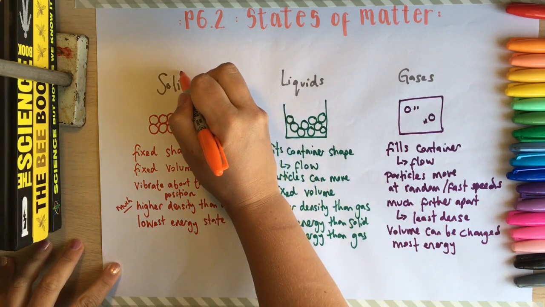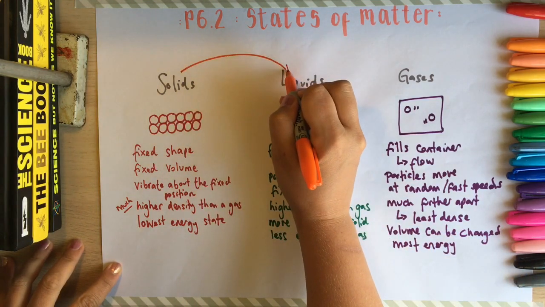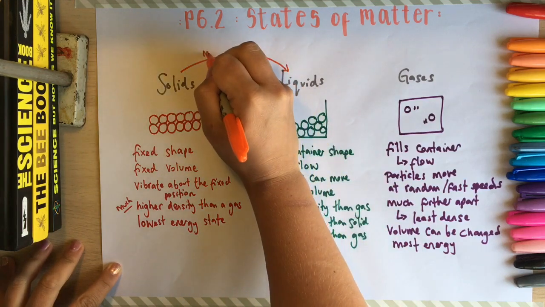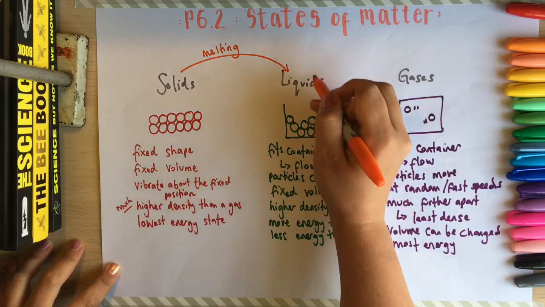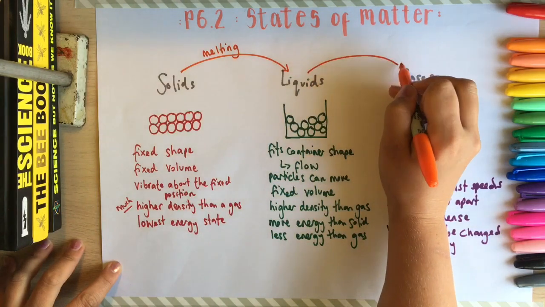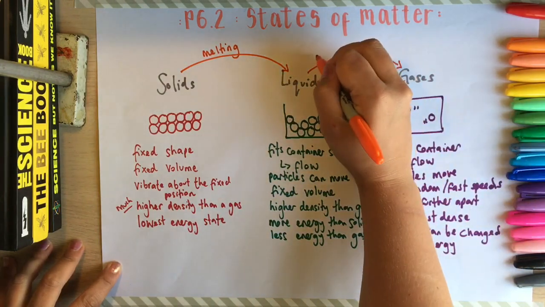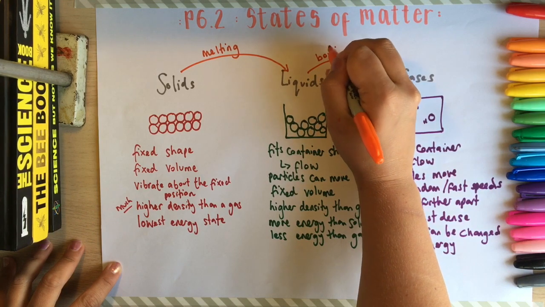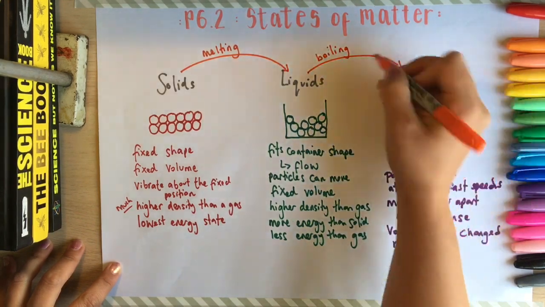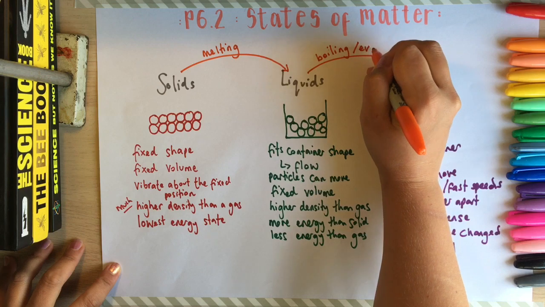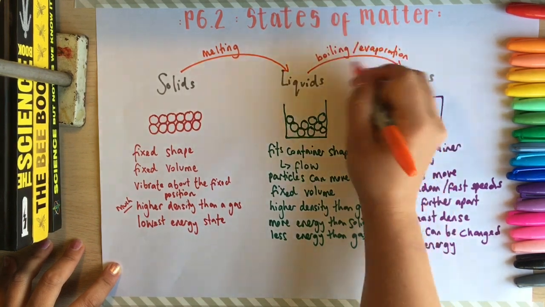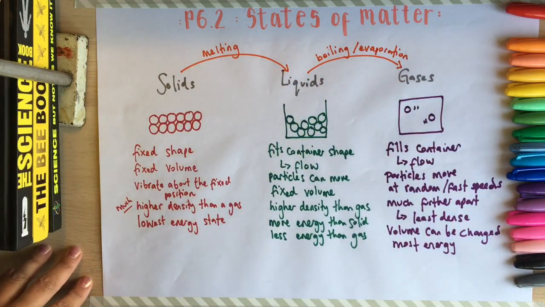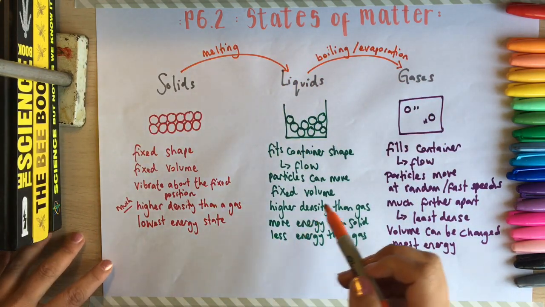If we heat something and it turns from a solid to a liquid, we would call this melting. If we heat something up and it goes from a liquid to a gas, then we would call that boiling, or sometimes we call it evaporation, which are slightly different things, but we'll do that in another lesson later on.